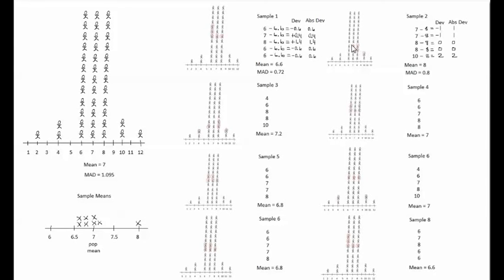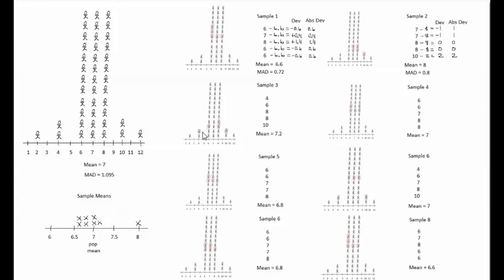These 5 people are also pretty close together. We have 2 7s, 2 8s, and a 10. So they also have a pretty small mean absolute deviation. This mean absolute deviation is a little bit higher than this one because this sample does have a little bit more spread than this one does. This person with a 10 is adding a little bit more spread to the sample.